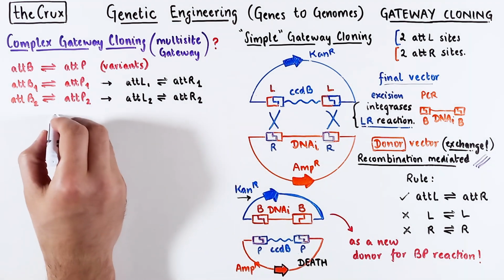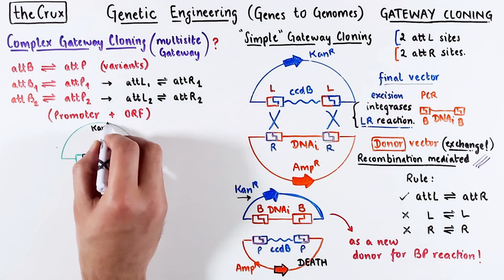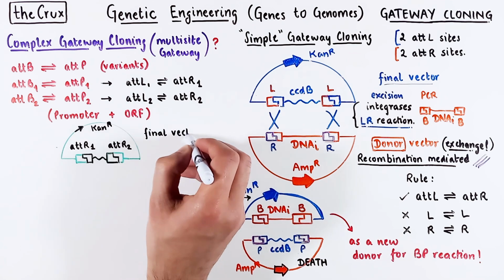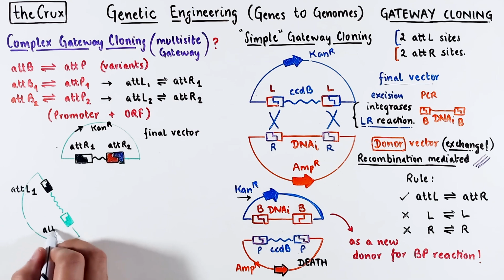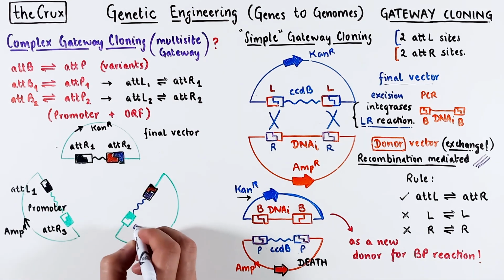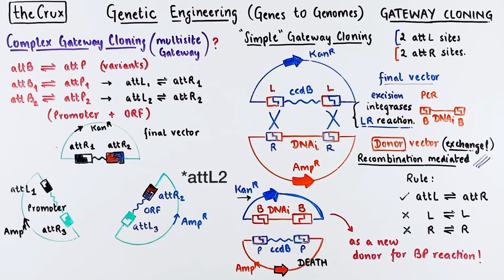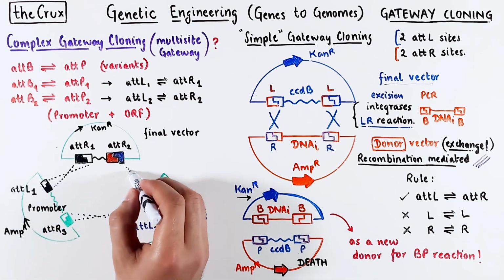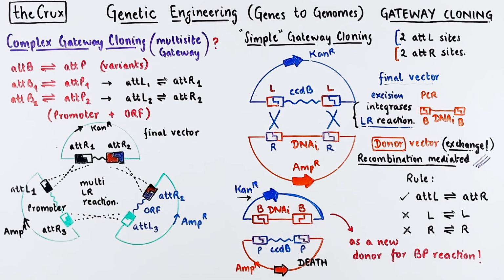Let's do this with an example where you're trying to clone a promoter and an ORF into a plasmid at the same time. Let's assume that the final vector has attR1 and attR2. Then you have the two donors, one containing the promoter between attL1 and attR3, and the second donor containing the ORF between attL2 and attL3. In the multi-site gateway, you mix all these three vectors in one reaction, and cross-vector recombination can occur in the presence of specific LR reaction enzymes. Each variant gets recombined independently.